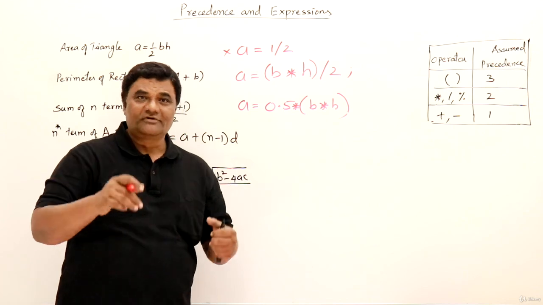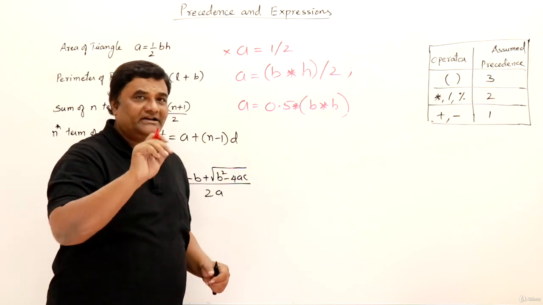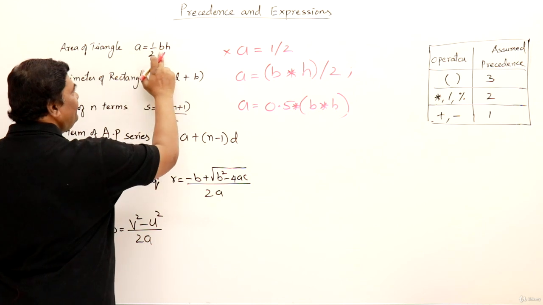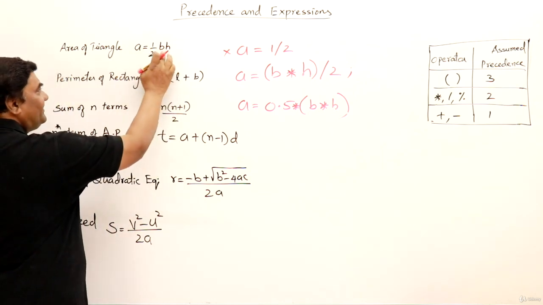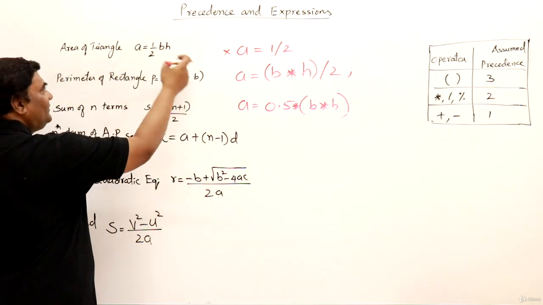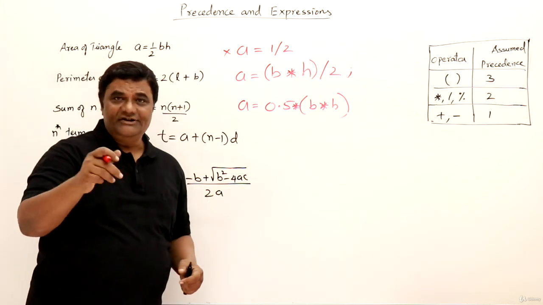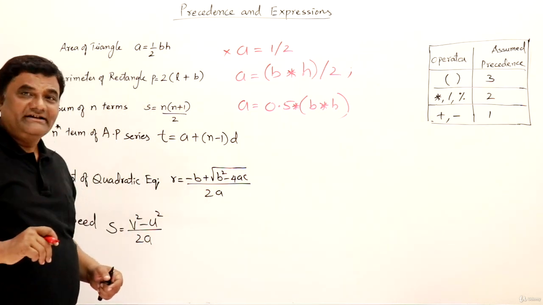How to convert this into a program, we'll be learning it. But a little bit idea I will give you. We must have these variables in our program, A, B and H. We should be knowing what is B and H, then we can use this formula to calculate A. So we will write a program for this one afterwards in the coming videos. Now let us move on to the next formula.